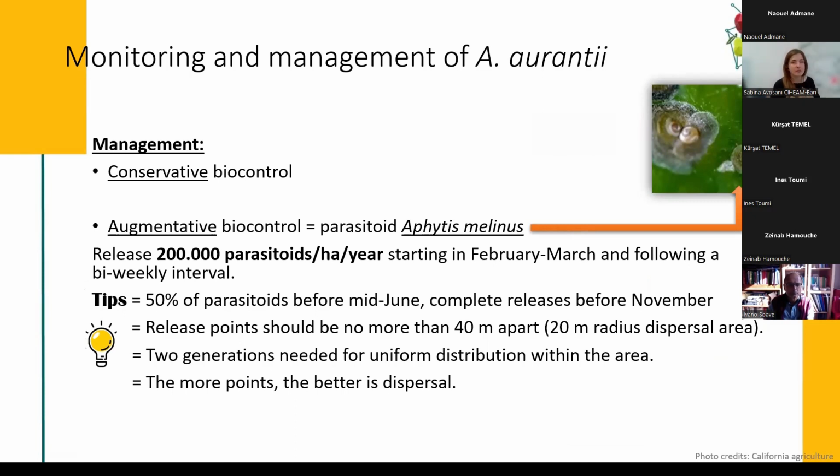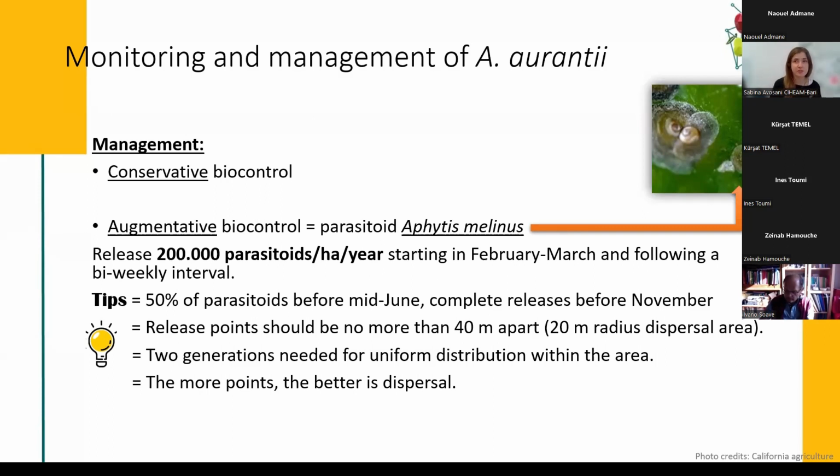But you can also have an augmentative biocontrol approach, and you can release the parasitoid Aphytis melinus, which is very, very efficient in terms of parasitization rate. The most common strategy is to release 200,000 parasitoids per hectare per year, starting from the beginning of spring. And it's crucial that half of these parasitoids are released before mid-June, while the other half can be released in several tranches before November.